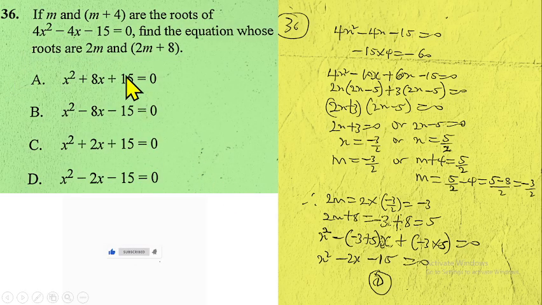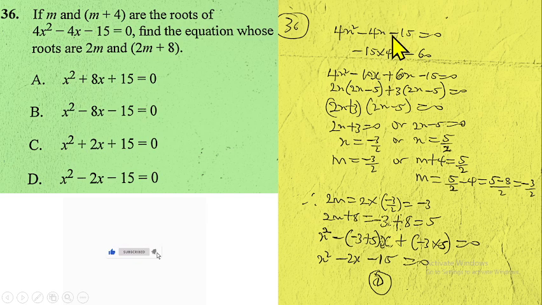Question number 36 is from quadratic equation as well. If m and m plus 4 are the roots of this quadratic equation, 4x squared minus 4x minus 15 equals 0, find the equation whose roots are 2m and 2m plus 8. So we are given this quadratic equation, and these are the roots. Technically, I can solve this quadratic equation to get the roots of it. So let's solve it by factorization method.